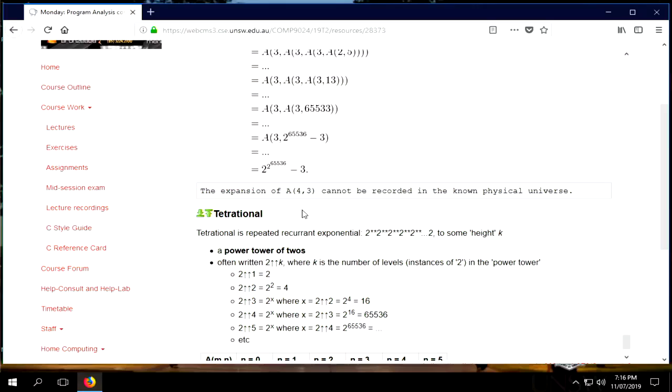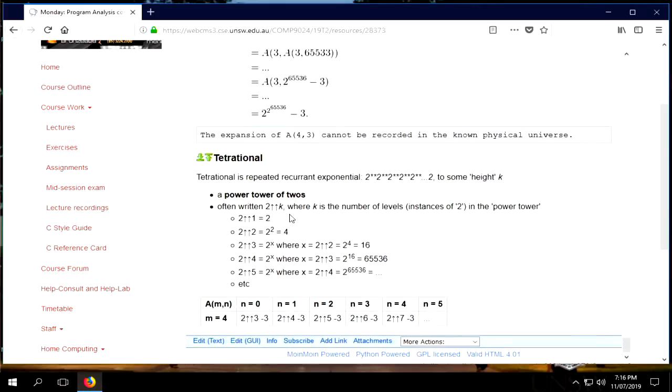Then 4 and 5, and you see already by 5 we've got 2 to the 65,536. That's 5. We haven't got the 6. 6 is horrible. So you could write that fourth row, m equals 4 row, fifth row, as 2 double arrow 3, 2 double arrow 4, 5, etc. That's the way you could denote it. I haven't seen it written down that way, but that's what it is in power towers. So Ackermann's function generates power towers of 2.